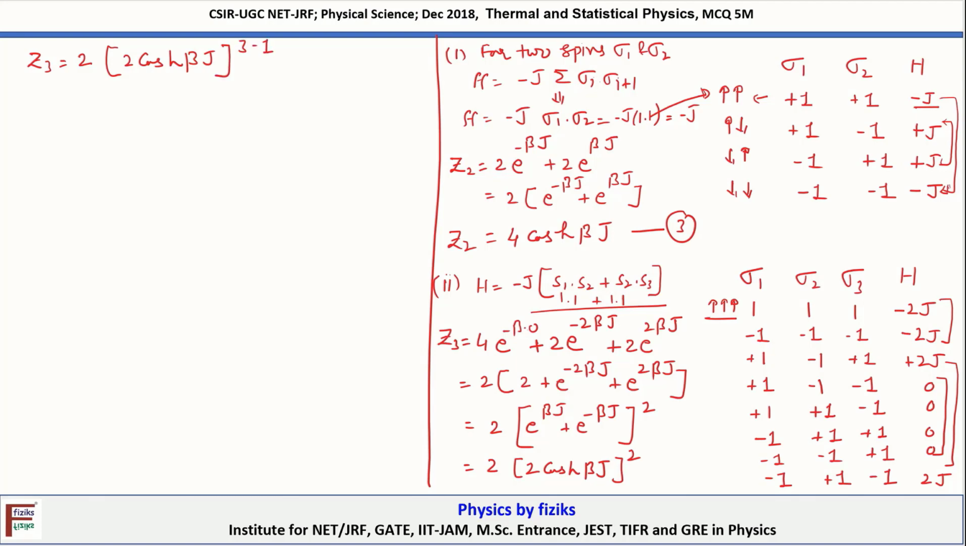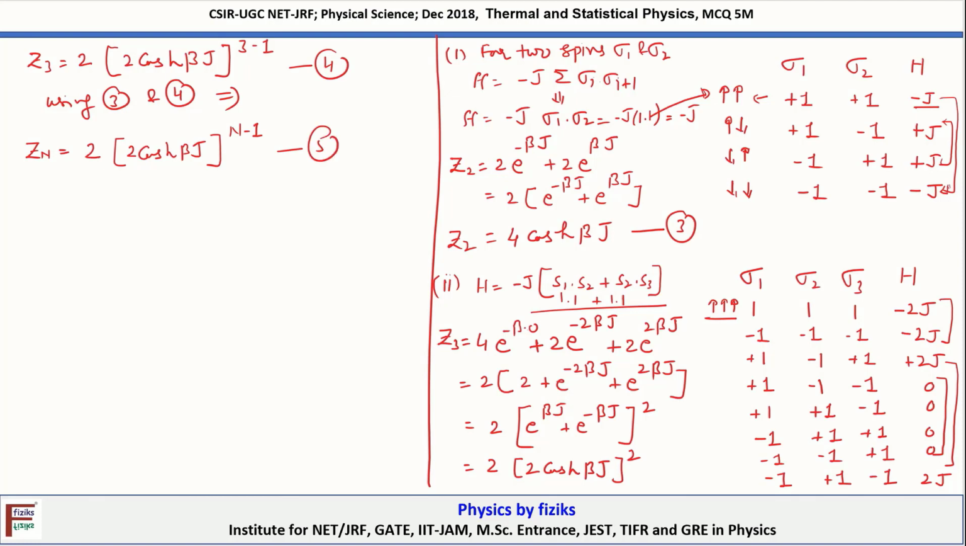So let me call this equation 4. This is our result for the 3-spin system. Now if we compare equation 3 and equation 4, we can generalize the result for the n-spin system. So by using 3 and 4, Zn for an n-spin system where n is very large is nothing but 2 multiplied by (2 cosh beta J) to the power n minus 1. Let's call this equation 5.